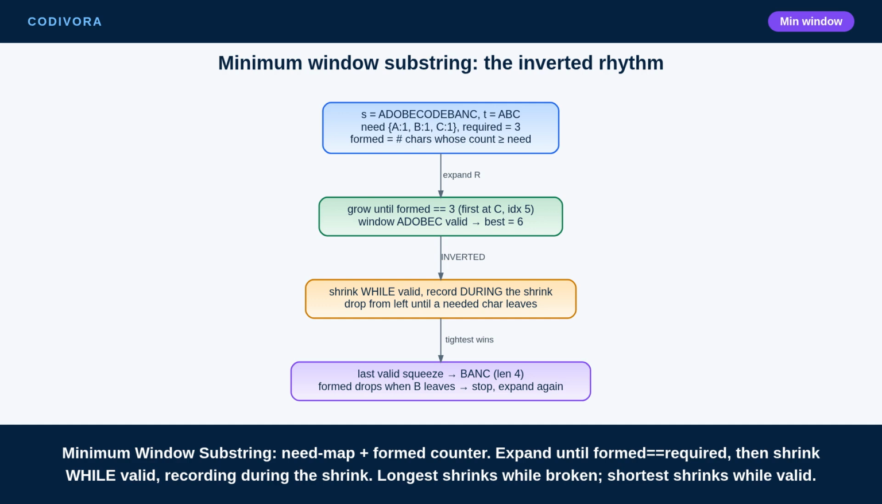For longest problems, you shrink while broken and measure after, but for shortest problems, you shrink while still valid and measure during the shrink, because a valid window can usually be tightened. Keep squeezing from the left until a needed character leaves. The tightest valid squeeze lands on B, A, N, C, length 4. The frequency counter makes every validity check O(1).